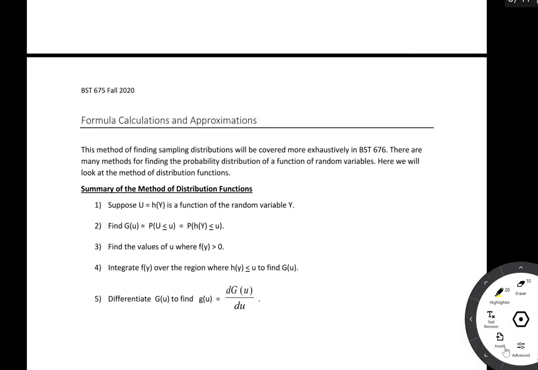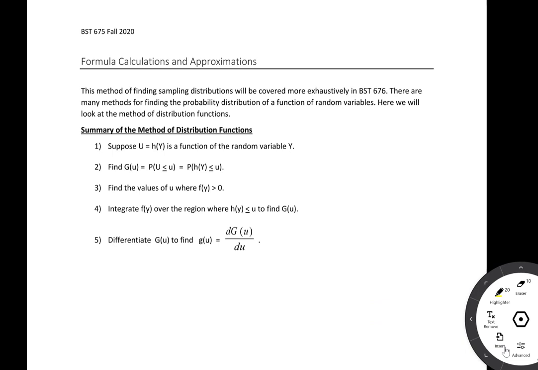All right, in the next section, we're actually going to look at another way to do an exact calculation, and that's by using formulas. So in this one, we're going to look at formulas of random variables and see if we can find those distributions. We're only going to look at one method, which is the method of distribution functions. There are other methods, and this will be covered more exhaustively in 676. And then some of these ideas can apply in terms of the approximations.